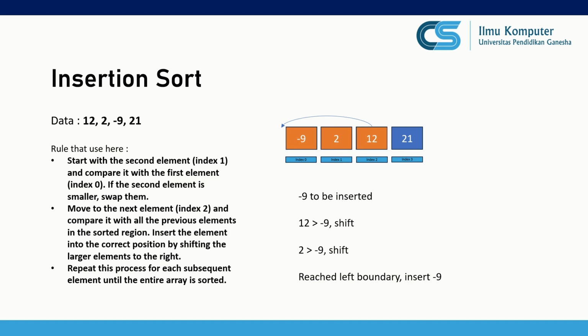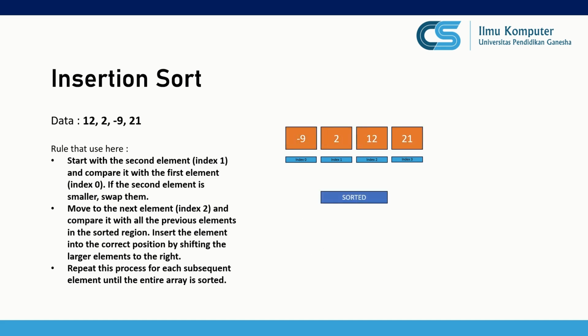So the last one we want to put is 21. We find out that 21 is bigger than the others, and we only compare it with the last index, which is index 2. So let it stay there. And we find out that it's already sorted: minus 9, 2, 12, and 21.